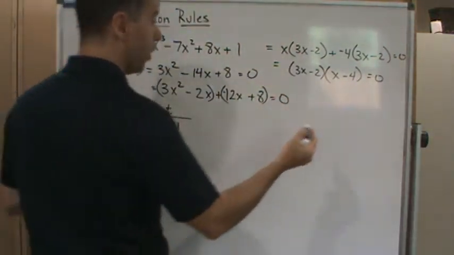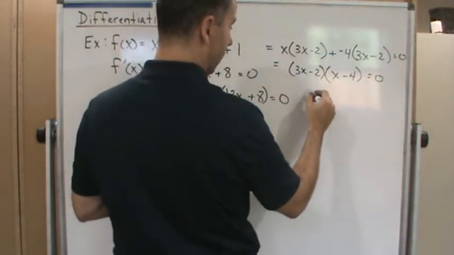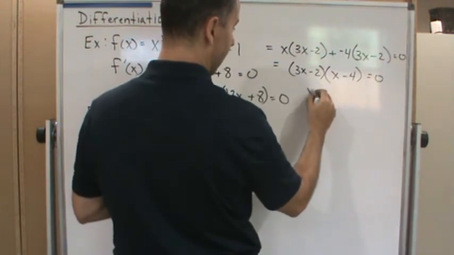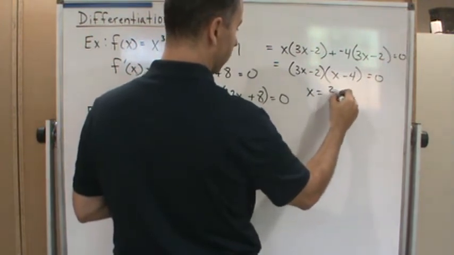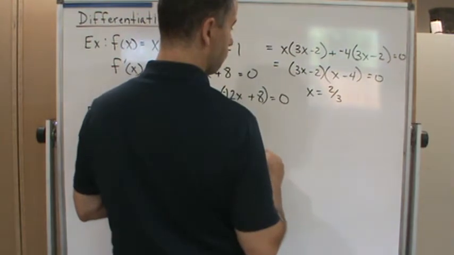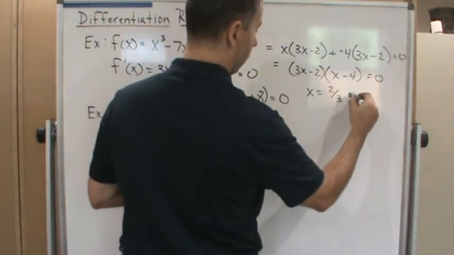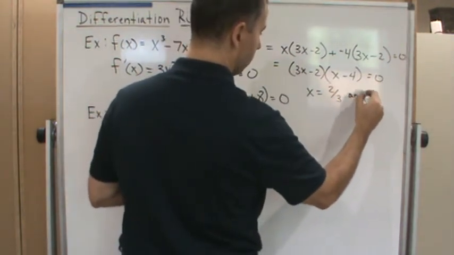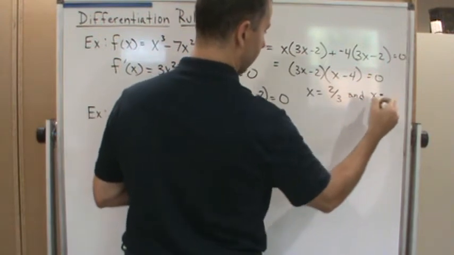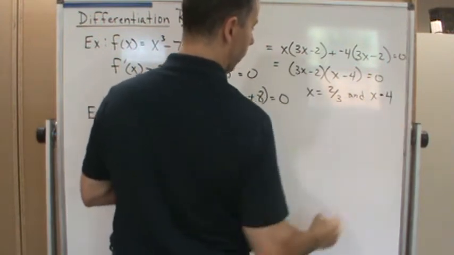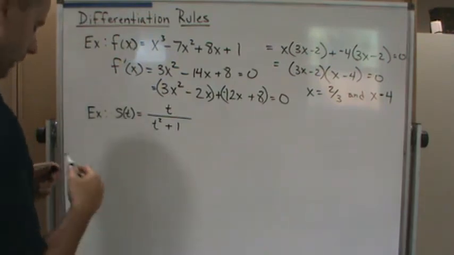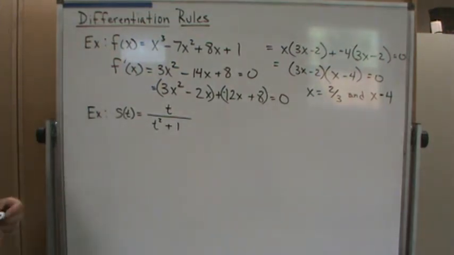So now I know that the 2 x values are going to be x equal to 2/3 and x equal to 4. And those are where the 2 horizontal tangent lines are located.